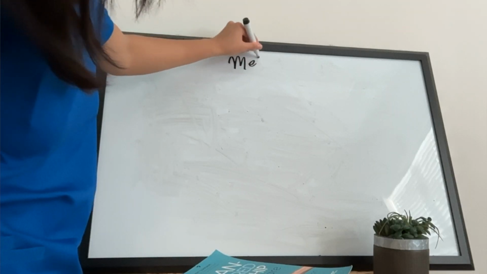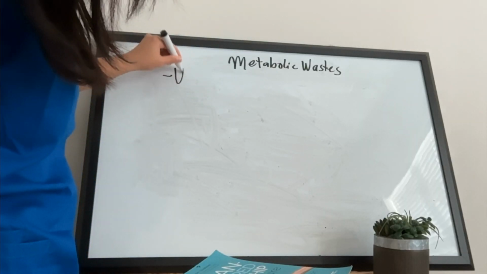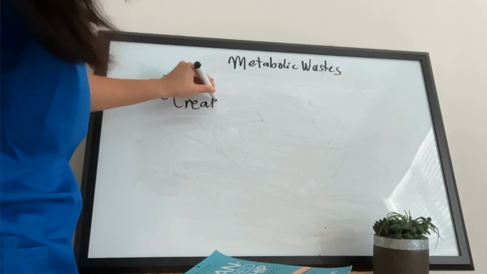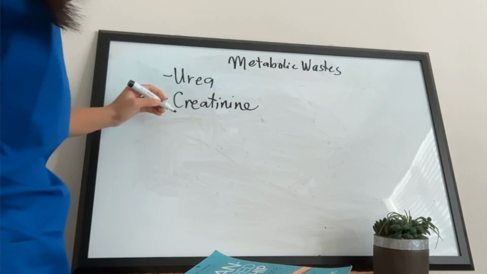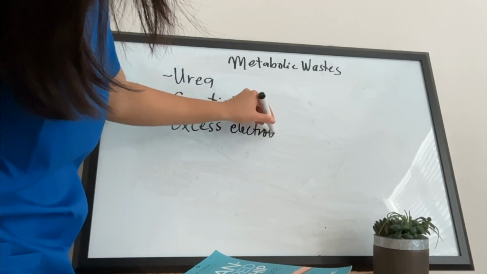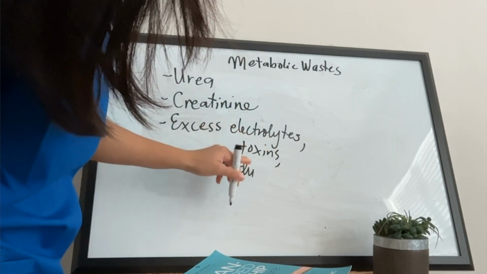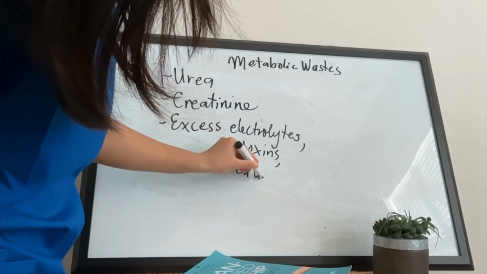The second core function of the kidney is the removal of metabolic wastes. Every cell in our body produces wastes. The kidneys filter out urea, which is a waste product from protein metabolism, creatinine, which is also a waste product from muscle metabolism, and the kidneys also filter out excess electrolytes and toxins or drugs. Without this constant filtration, waste products would quickly reach toxic levels.